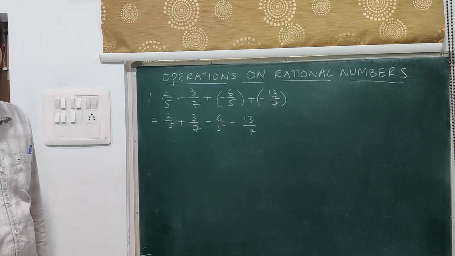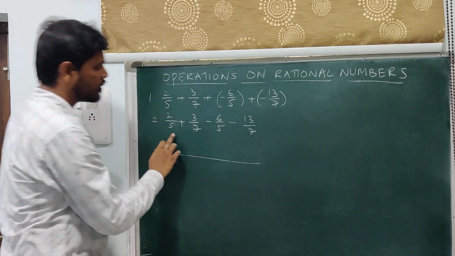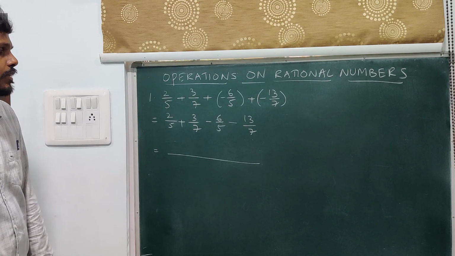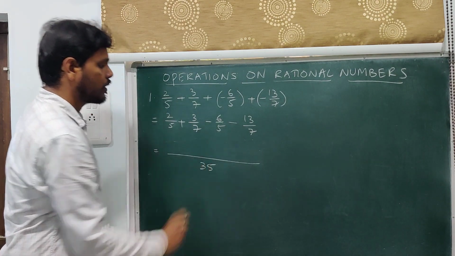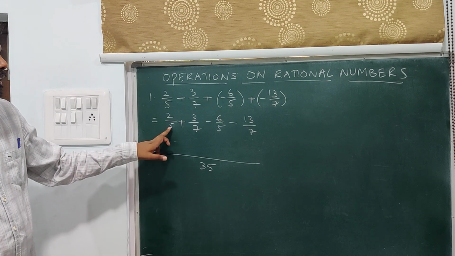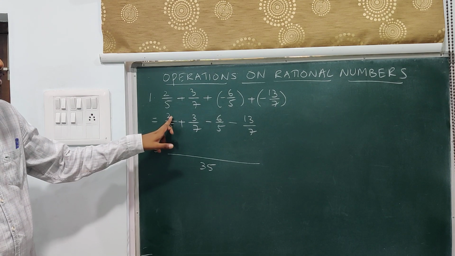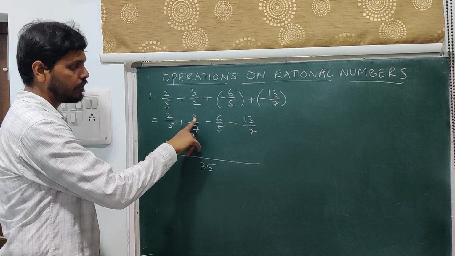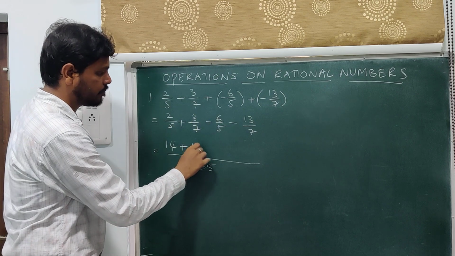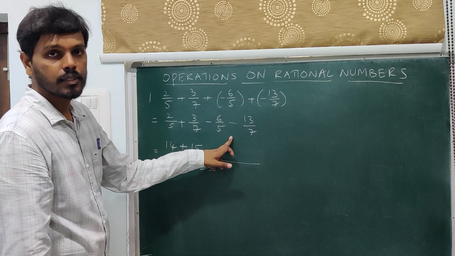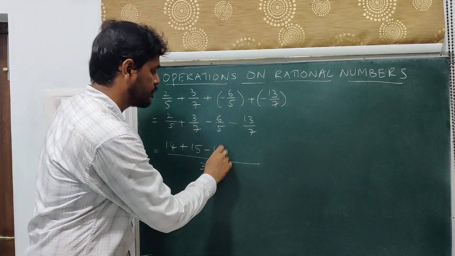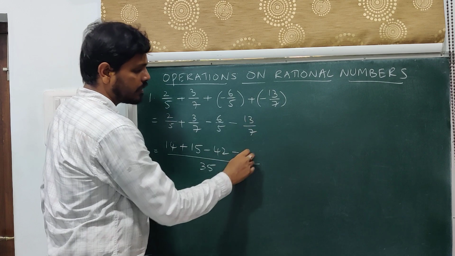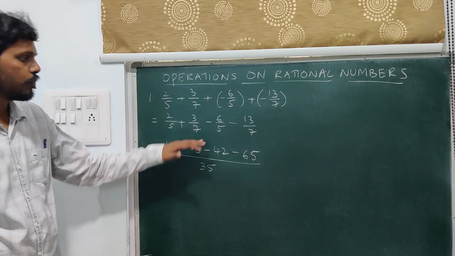Now take the LCM of the denominators. The LCM of 5, 7, 5, 7 is 35. So LCM is 35. Now 5 7s are 35, so 2 7s are 14. Plus 7 5s are 35, 3 5s are 15. 5 7s are 35, 6 7s are 42. Next, 7 5s are 35, 13 5s are 65.